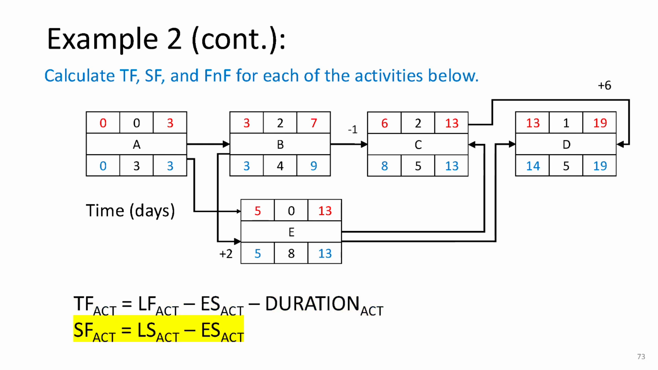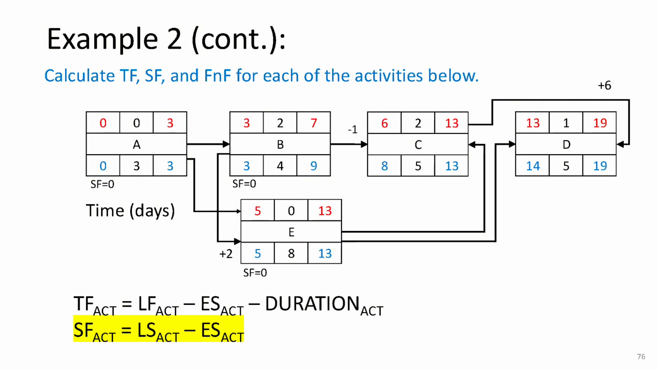Next up, let's calculate start float. Start float measures how much flexibility we have on the start side of an activity. The formula for start float is start float equals late start minus early start. Let's break it down using activity A. We take the late start, bottom left value, and subtract the early start, top left value. That gives us 0 minus 0 equals 0. This means activity A has no flexibility when it comes to its start time. It's critical.